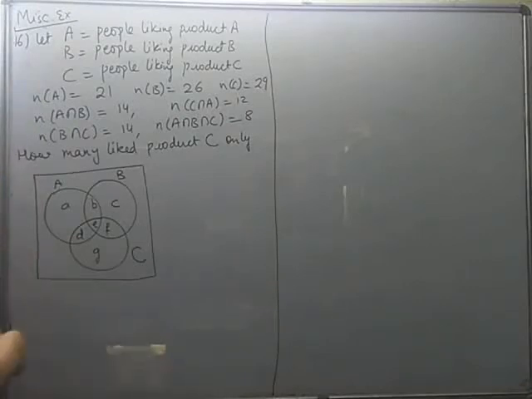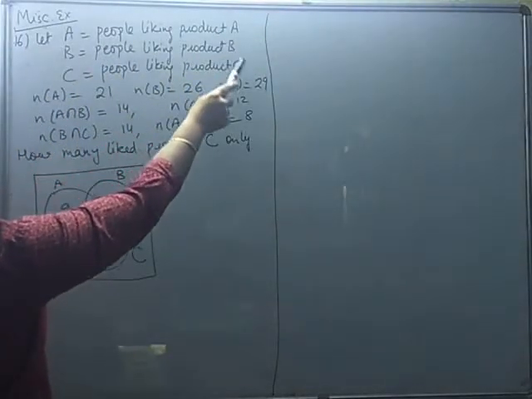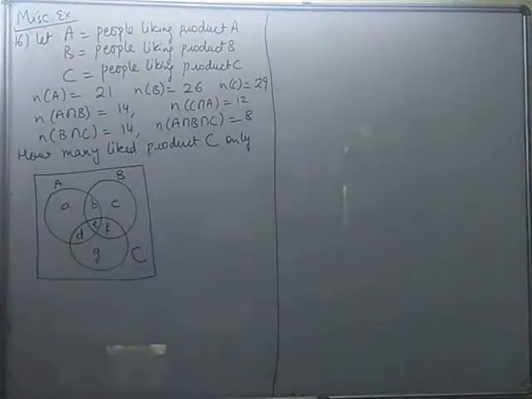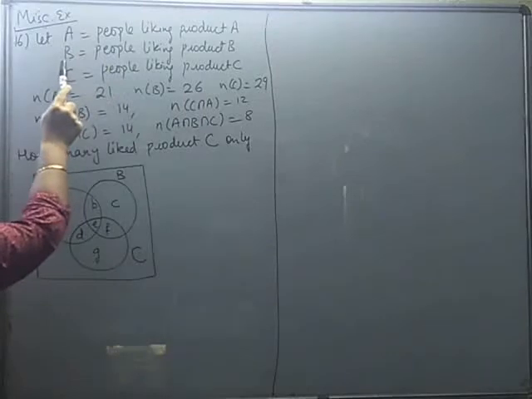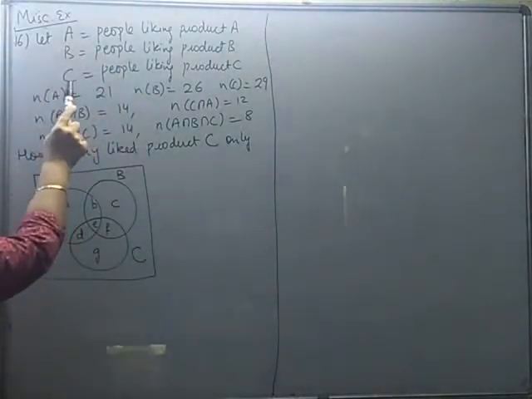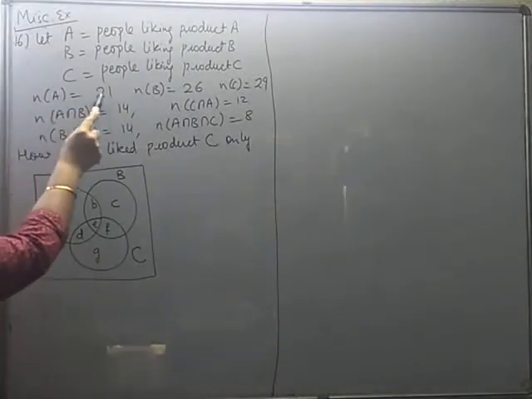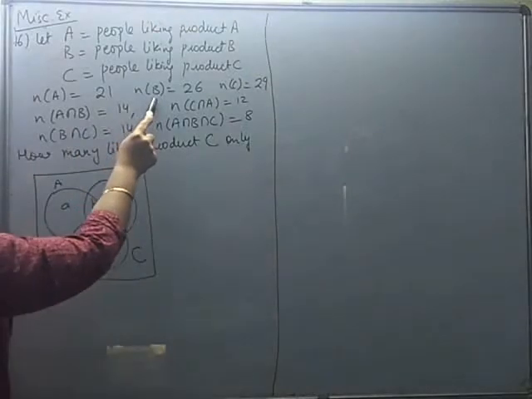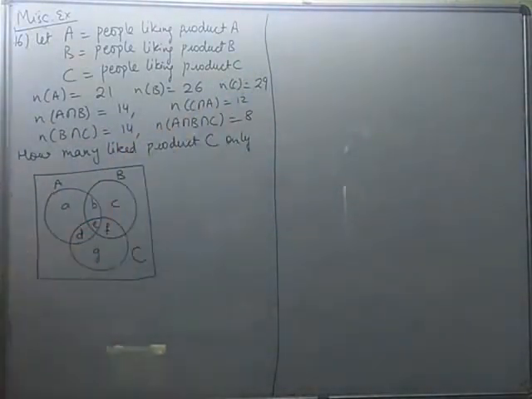It talks about a group of people where some people like product A, some like product B, some like product C. I have used the notation A, B, C for them: A for people liking product A, B for people liking product B, and C for people liking product C. Moreover, it is given that the number of people liking product A is 21, product B is 26, product C is 29.